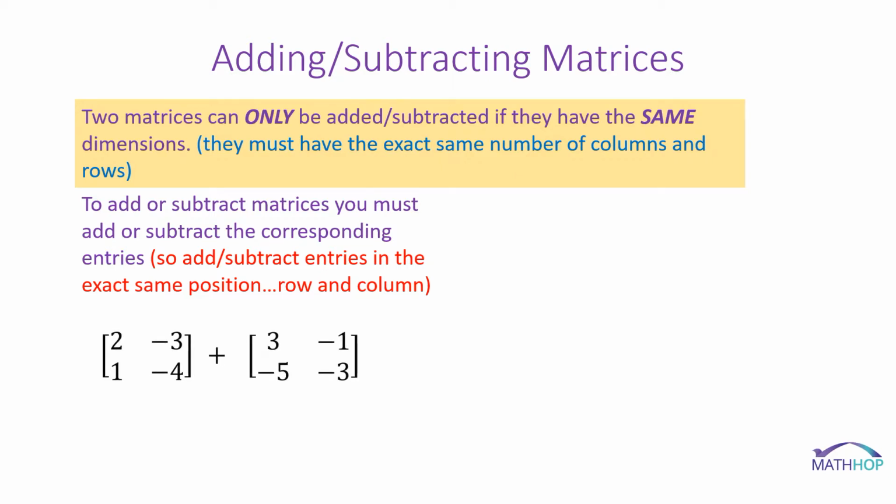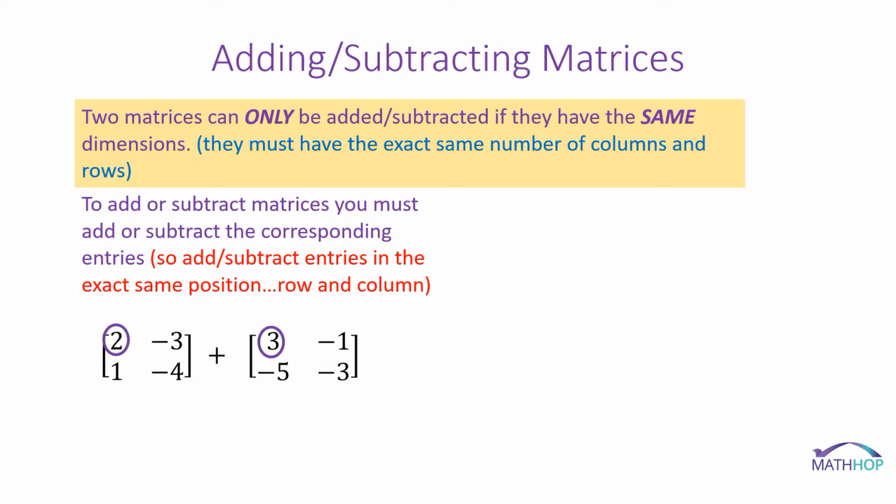So the exact same elements in the exact same position get added. If I were to add these 2, I would have to add this top left to this top left. So row 1, column 1 would have to be added to row 1, column 1. So you see why they have to have the exact same dimensions. I need corresponding entries to add or subtract. If this had an extra column here, there'd be nothing to correspond over here with, and I could not add or subtract them.